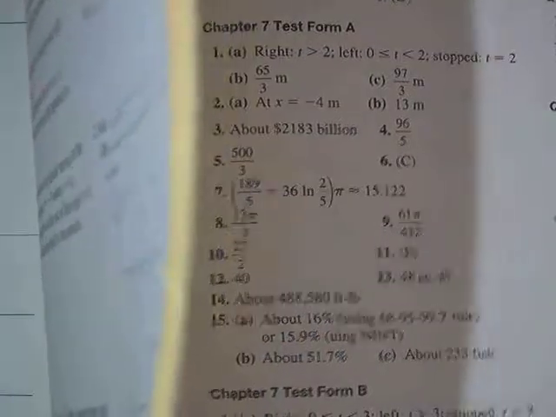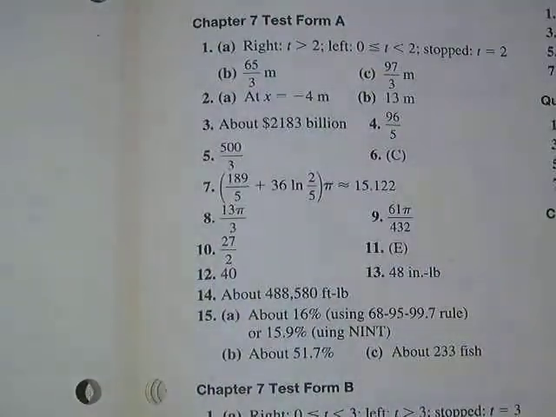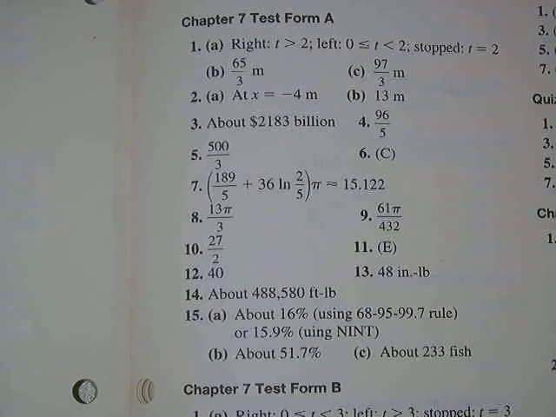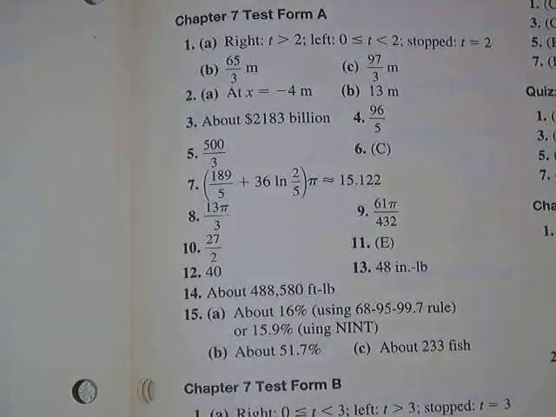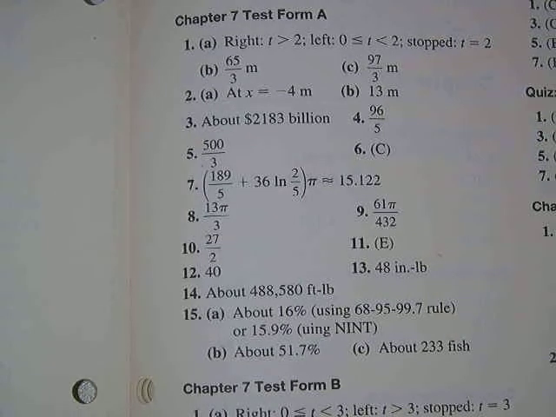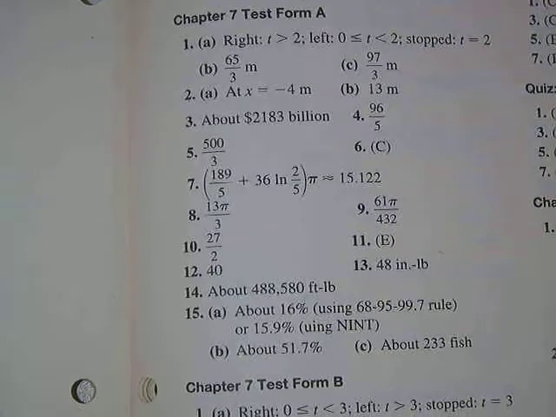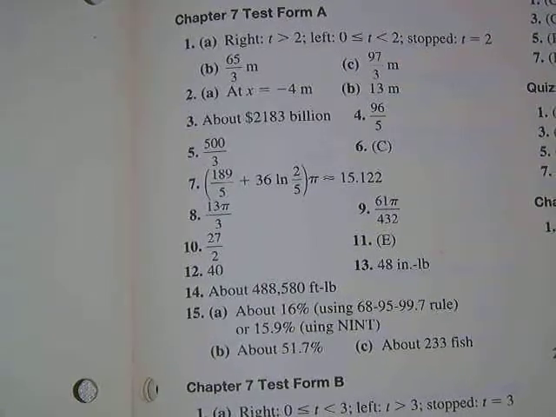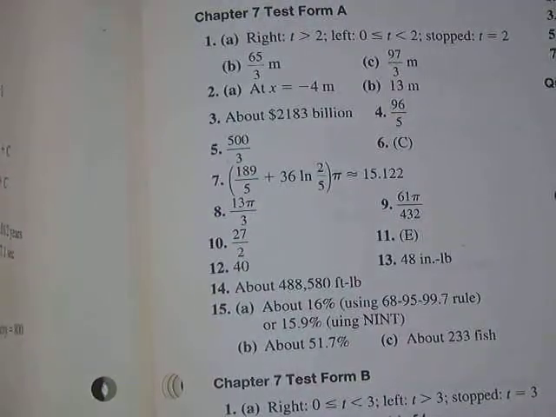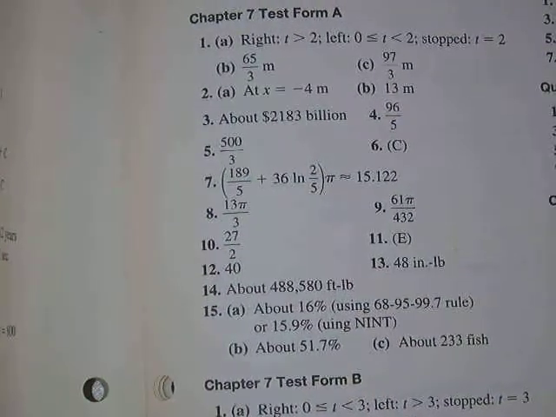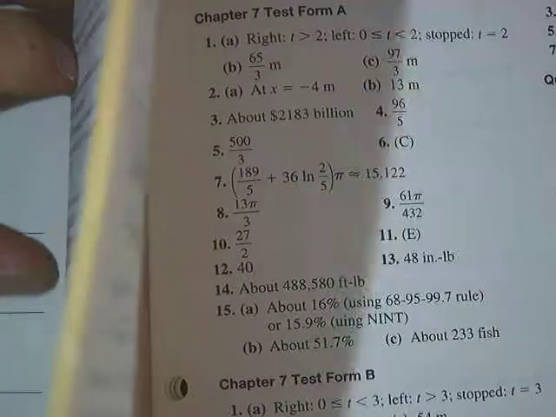So we got right when time is greater than 2, left between 0 and 2, stopped at 2. The part B here is the displacement, 65 over 3 meters, and the total distance traveled, 97 over 3 meters. Number 2, we have a velocity graph, and the answers are x equals -4 for part A, and 13 for part B.